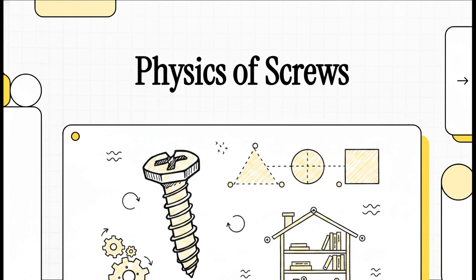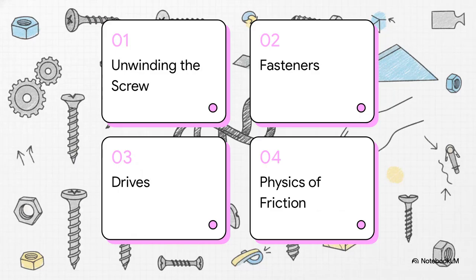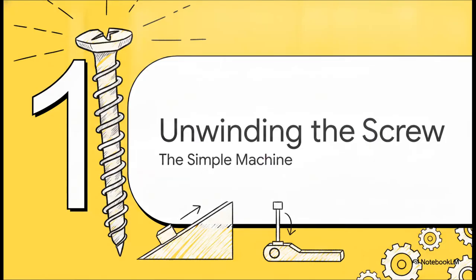We're going to unlock the physics of screws, pulling directly from our source material on engineering mechanics. Here's our roadmap. First, we'll unwind the screw, then look at its two main applications, fasteners and drives, and finally, we'll dive right into the physics of friction. Let's get to it. Part 1.